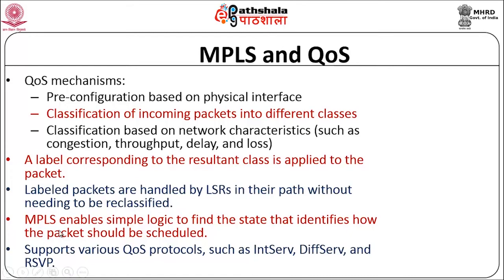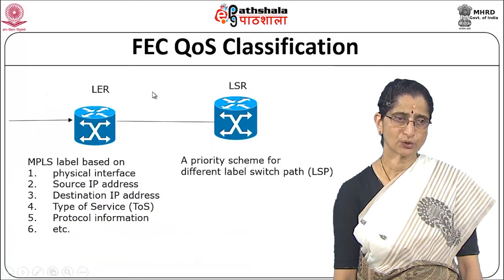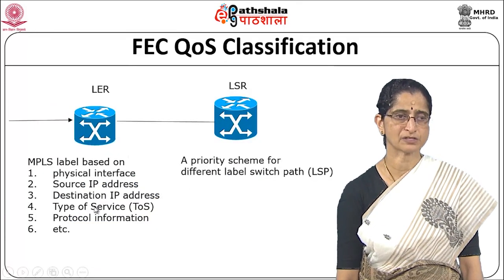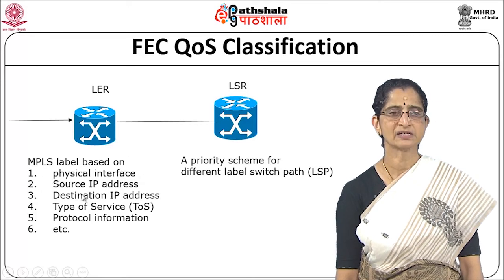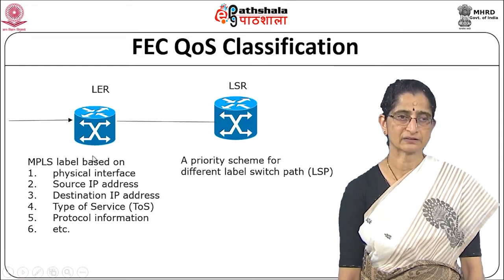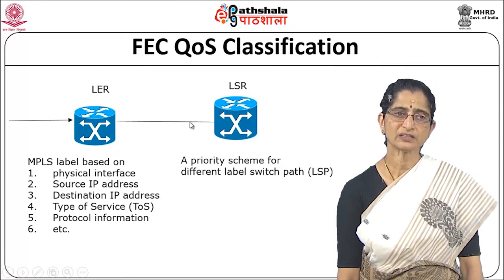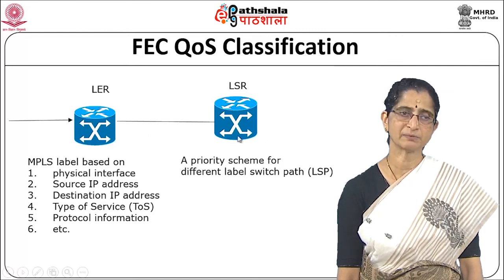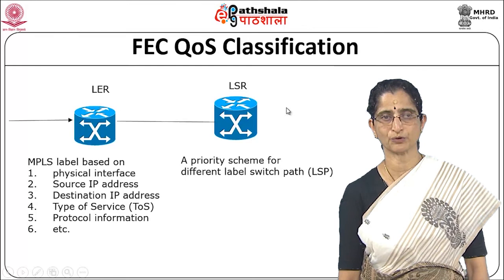MPLS therefore gives you a simple logic to find the state that identifies how the packet should be scheduled, and it can support various other QoS protocols such as IntServ, DiffServ, RSVP and so on. In fact, DiffServ working with MPLS is one of the very commonly used combinations in many networks today. The FEC QoS classification can be done on various parameters. It could be based on the physical interface, source IP address, destination IP address, type of service field, protocol information, etc. And all this is done at the LER. Once it comes into the MPLS network, it is only based on the LSP, and that is determined only by the label. So, you can have support for QoS as well.